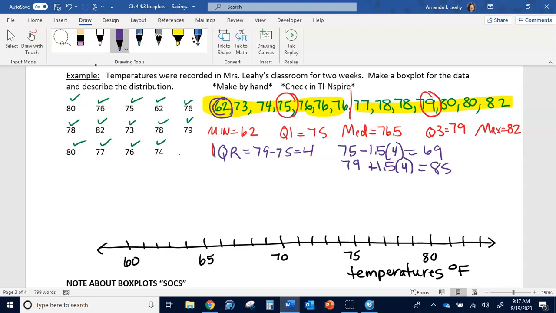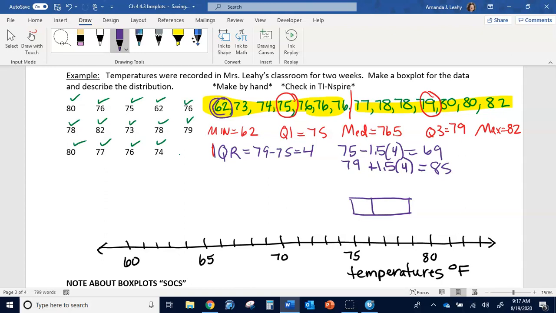To make a box plot, the first thing you're going to do is draw a box that goes from Q1 up to Q3. So in our case, 75 up to 79. There's the box, 75 to 79. And then you are going to draw a line at the median, which is 76.5.